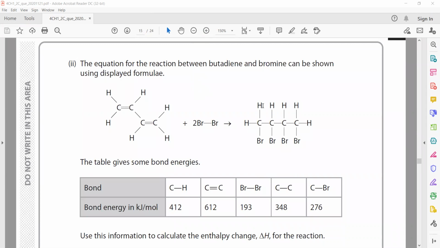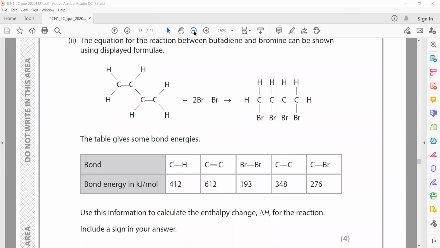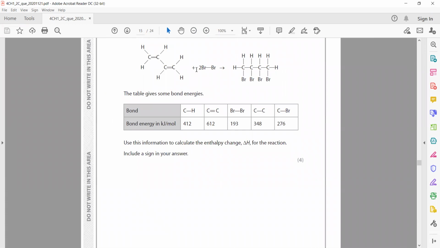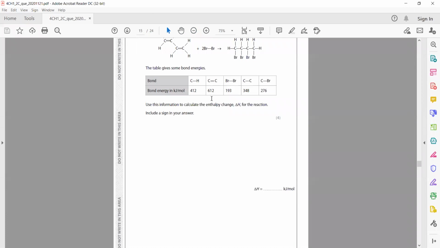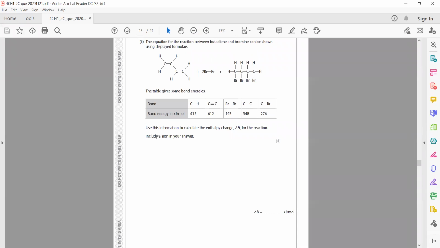The equation for the reaction between butadiene and bromine can be shown using a displayed formula. The table is showing the bond energies. Using the bond energies, we have to calculate the enthalpy change. Basically, bond breaking minus bond forming gives us the energy change. The bonds we are breaking: C=C bonds, how many of them? Two. We are breaking C-H bonds 1, 2, 3, 4, 5, and 6. So there are 6 C-H bonds.